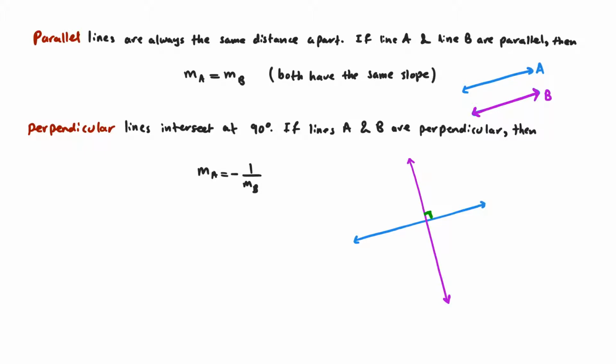If you have two lines that are perpendicular, then the two lines definitely intersect at a 90 degree angle, so you can see that over here. And if they're perpendicular, then the slope of one is the negative reciprocal of the other one. And let's label this in here. So this signifies the negative, and this signifies the reciprocal.